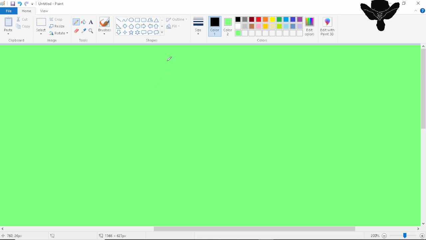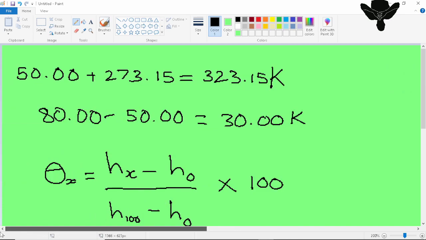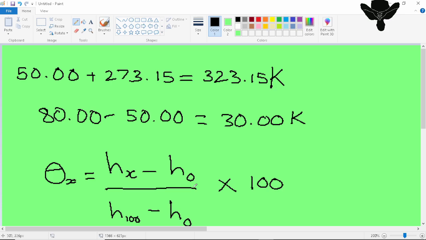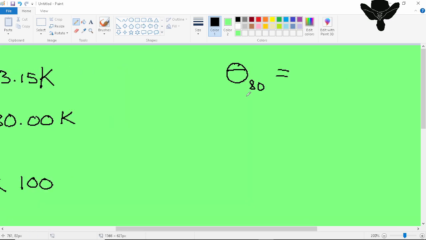So let's rewrite the Celsius scale. It's going to be theta at 80 is equal to, in this case, R at X, right? R at our temperature. If we go over here, we had X and X is over here. So this is the temperature at X. This is the height of the mercury column at X. So over here, if this is the temperature at 80, then this must be the resistance at 80. There we go.